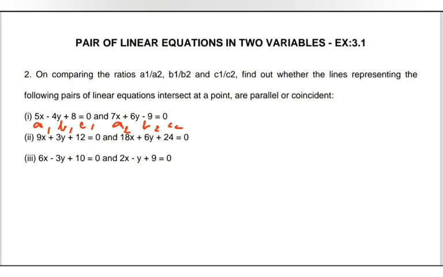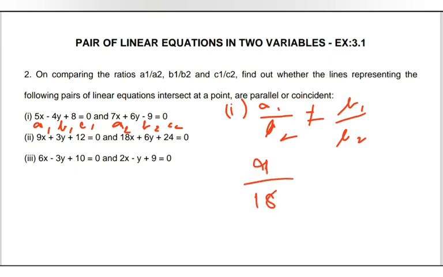So let's check the first condition, intersecting. The first condition is a1 by a2 is not equal to b1 by b2. So a1 is 9 and a2 is 18, and b1 is 3 and b2 is 6. If we simplify this, 1 by 2 is not equal to 1 by 2? So the first condition is not satisfied, because 1 by 2 is equal to 1 by 2. So here the equal to sign will be used.